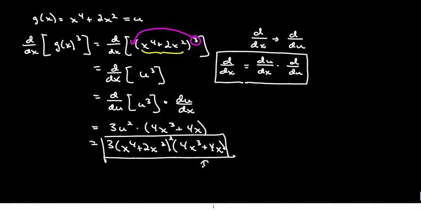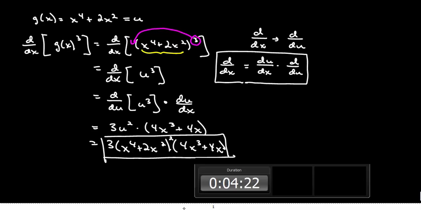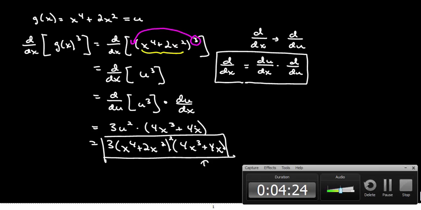So pretty straightforward. Just go ahead and pop this guy up front, leave the inside, subtract the power, but then multiply it by the derivative of the inside. Now, real quick, you can go ahead and multiply all this mess out, but most people don't. They just leave it just like this.